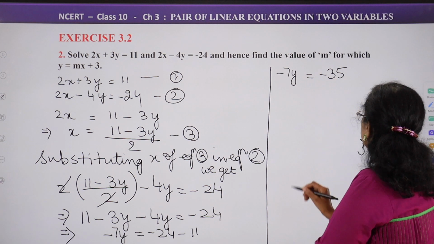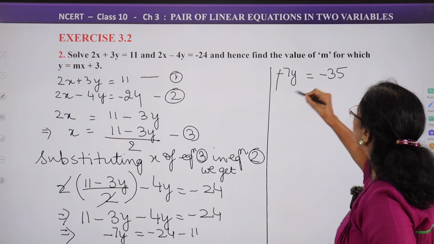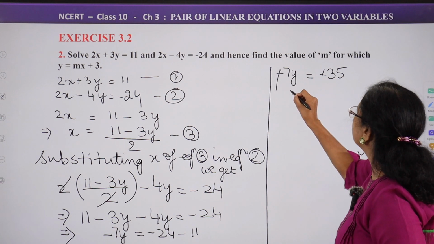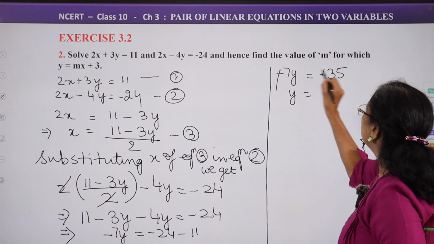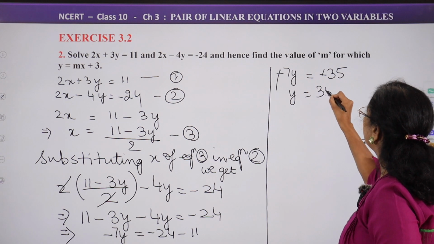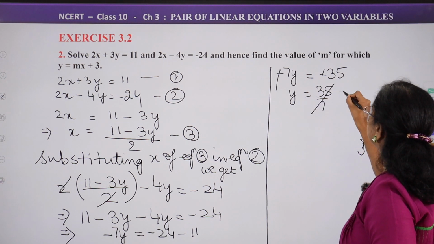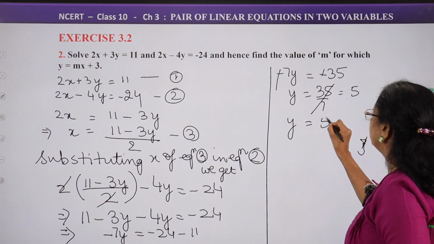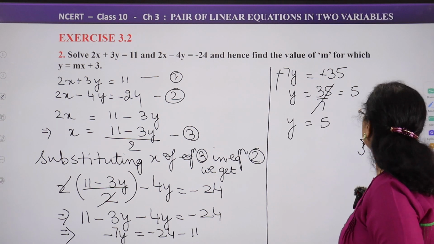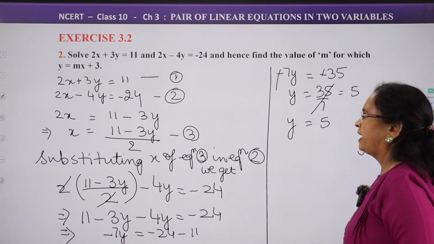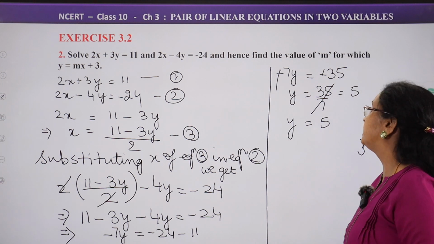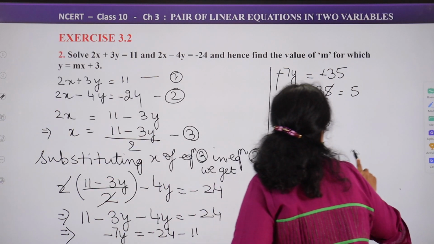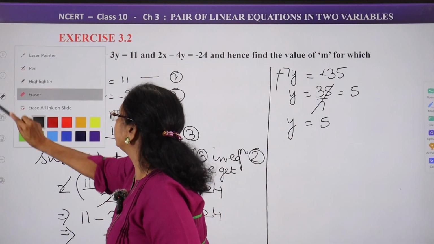Alright. Now minus 35 I get, minus cancels. So I get y is equal to 35 by 7, which is 5. Y is equal to 5. Alright. Now y is 5. We are still left with the value of x. We need to find x. So, how do we find that x?